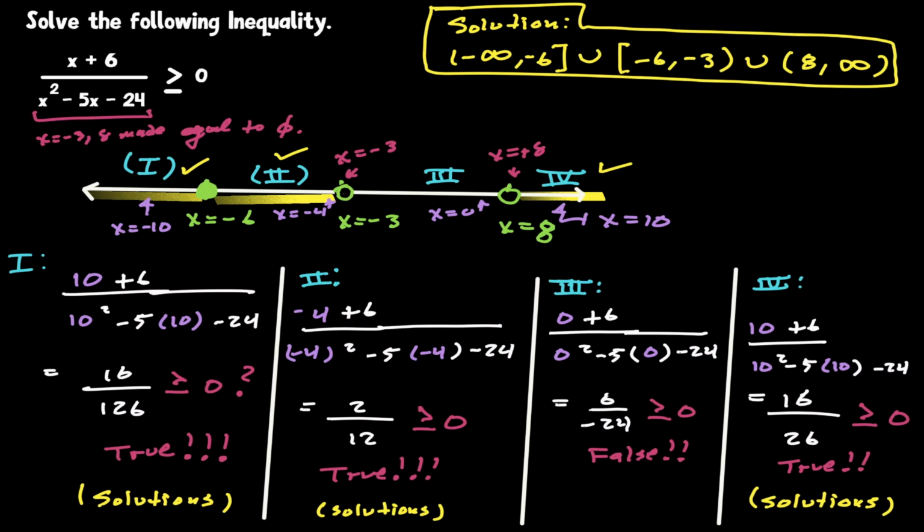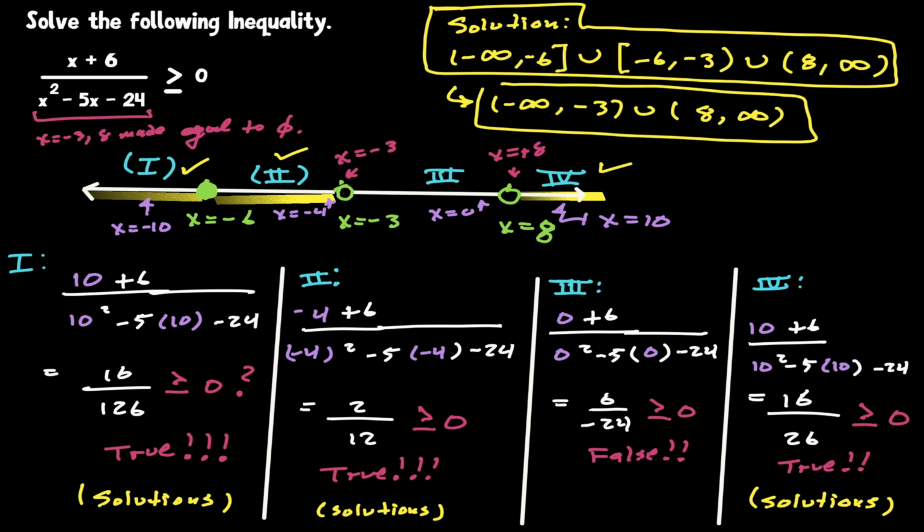So we are done. Just as a side note, we can rewrite this in a shorter way. Notice that -6 is used in both of those intervals. Then we can just call this a big interval from -infinity to -3. Either way, they are both correct.